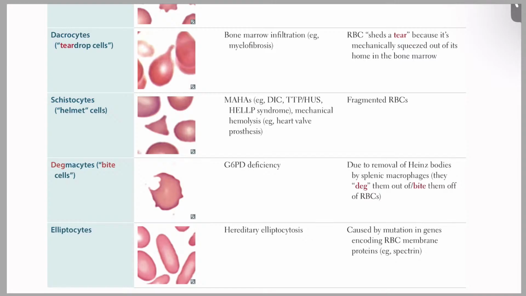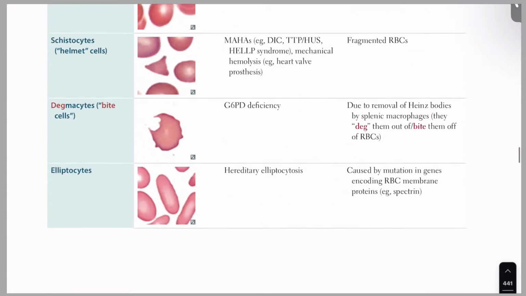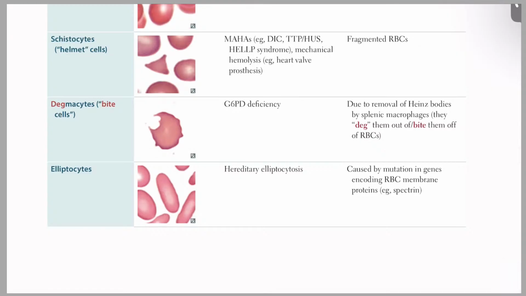Schistocytes, helmet cells, seen in MAHA, that is DIC, TTP, HUS, HELLP syndrome, and mechanical hemolysis, that is heart valve prosthesis. Fragmented RBCs. Okay. Degmacytes, bite cells, in G6PD deficiency due to removal of Heinz bodies by splenic macrophages. They dig them out, bite them off of the RBC.